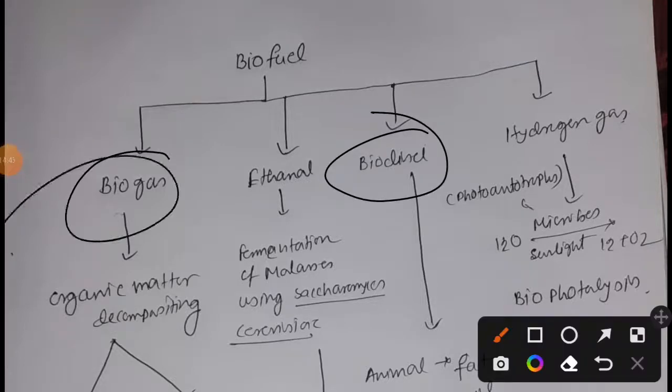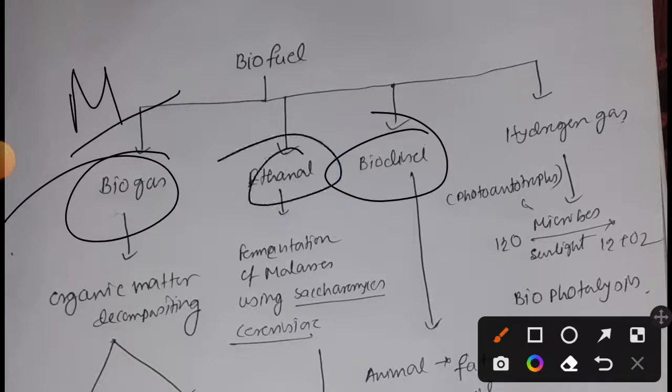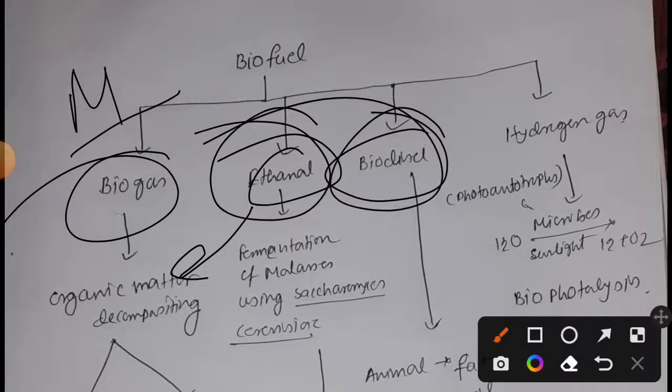So biogas is derived from organic material decomposition, okay. Here the main component is methane. In case of ethanol, we are producing ethanol via fermentation of molasses using Saccharomyces cerevisiae. Okay, so this ethanol fuel helps us to drive cars because it can be used in engines that have the ability to burn gasoline. And then we have learnt about biodiesel.